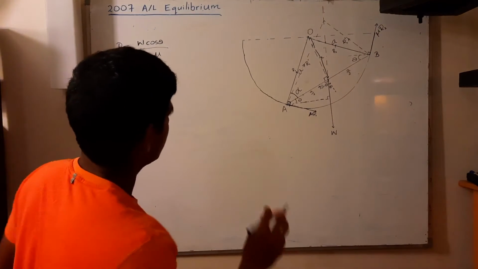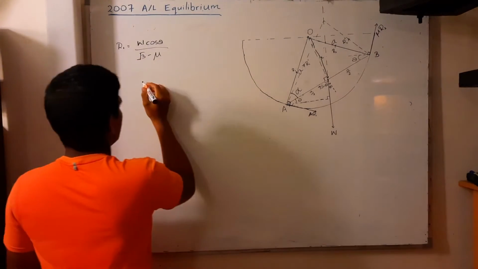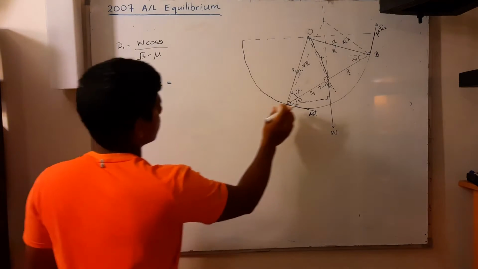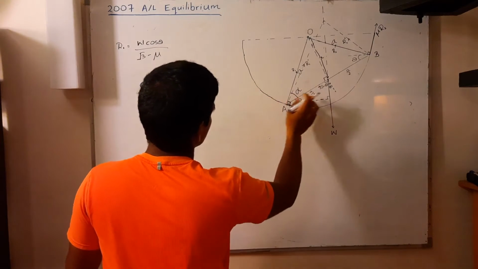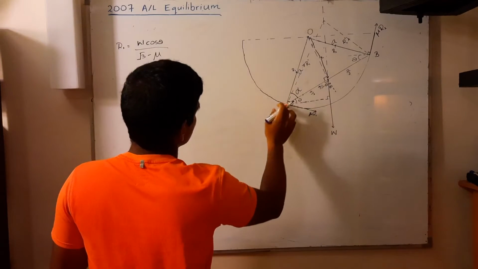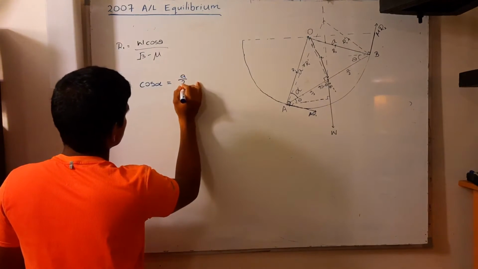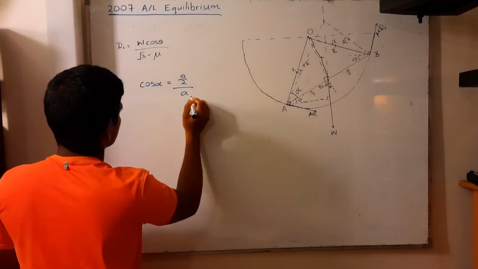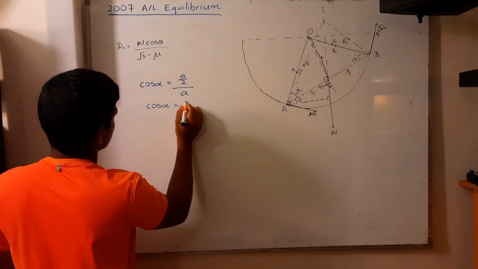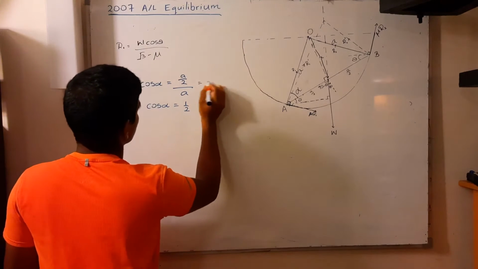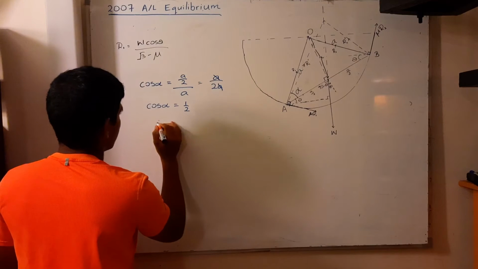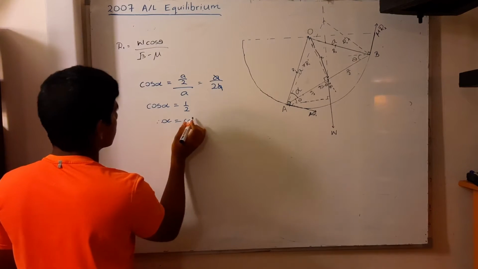So we can take cos alpha equals adjacent side over hypotenuse. The adjacent side is A over 2, and the hypotenuse is this length, which is a radius, equal to A. So A over 2 over A equals cos alpha. Therefore, cos alpha equals half. Basically it becomes A over 2A, and the A's get cancelled out. So therefore alpha equals 60 degrees.